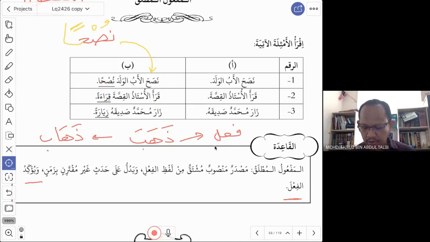Now how do you translate the sentence? Nasahal abu al-walada, the father advised the son. This part is difficult to translate because its function is just to emphasize. You can add any words like he really has advised the son, he has advised the son, and so on. There is no exact translation for maf'ul mutlaq. It is understood from the sentence that you want to emphasize the verb.